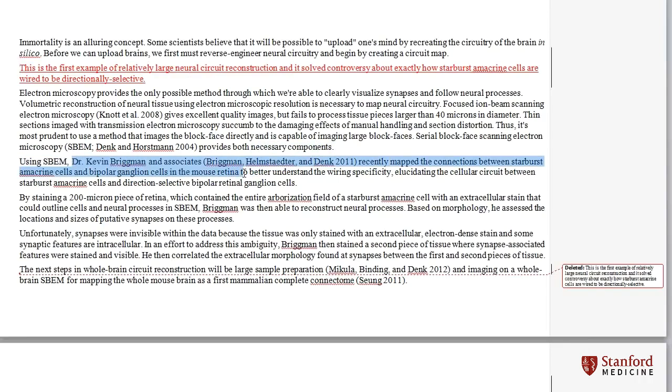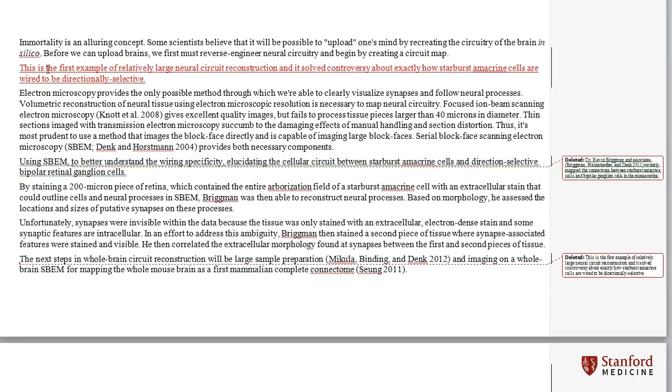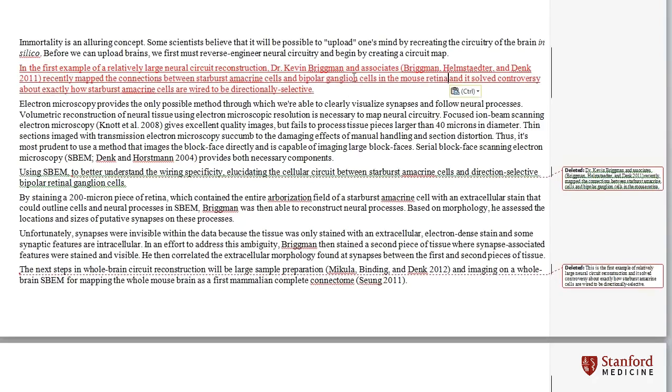So I'm going to copy this whole bit about Dr. Kevin Brigman and his team recently mapped the connections between these different types of cells in the mouse retina. So I'm going to just pull that up. So I'm going to say, in the first example of a relatively large neural circuit reconstruction, Dr. Kevin Brigman and associates, I'm actually going to change associates to colleagues. Associates sounds a little bit too much like a law firm, so colleagues, recently mapped the connections between these 2 types of cells in the mouse retina. And I'm going to end the sentence there.